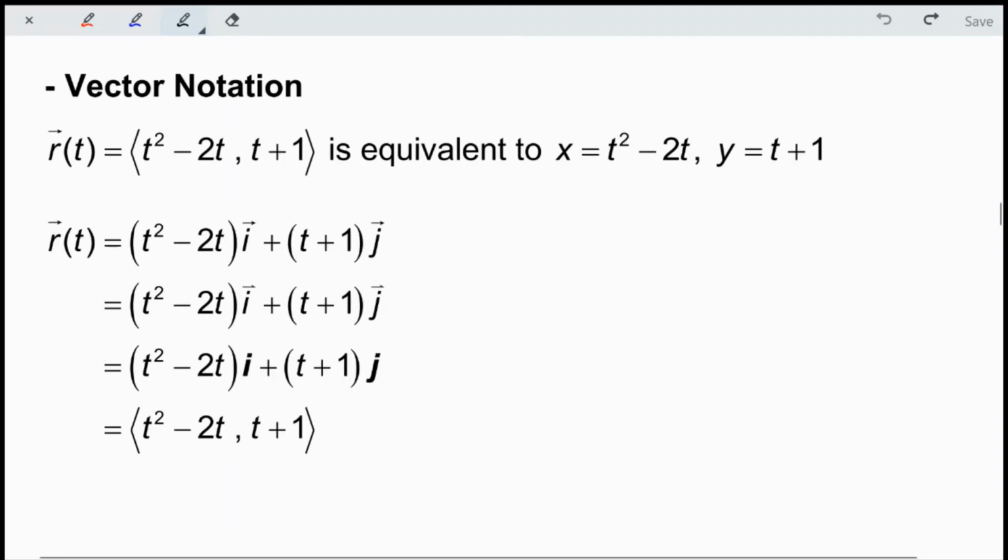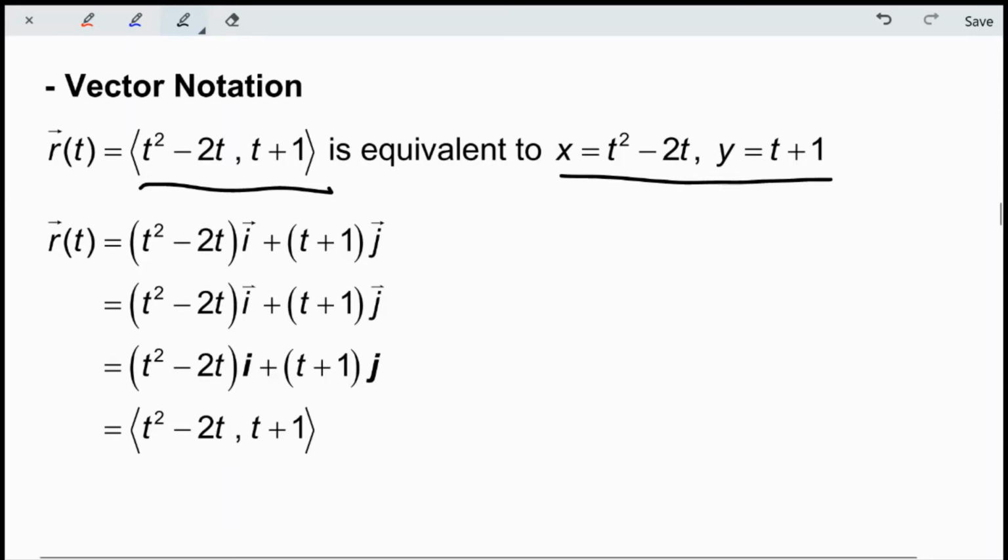Okay, so let's talk about vector notation. You can see here I've got this written in angle notation, like we talked about a little bit earlier, the angle brackets. All this is really telling me is that's the parametric form, right? My x is a function of t and my y is a function of t. So the parametric form and the vector form are almost interchangeable.